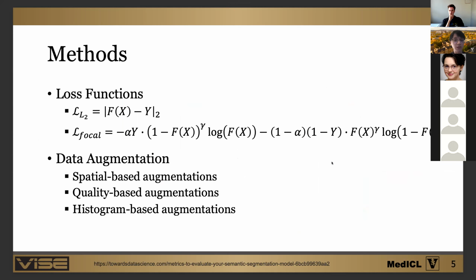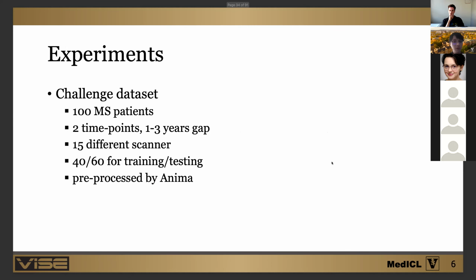Then in this work, we use L2 loss and focal loss, which are shown to perform very well in our previous work. To get more robust MS lesion segmentation results, we use many different data augmentations, and they can be divided into 3 categories: spatial-based augmentation, quality-based augmentation, and histogram-based augmentations. And the details can be found in our short paper. For the experiments, the dataset contains 100 MS patients. 40 of them can be used for training. We split them into 5 folds for cross-validation, and we use AnimaScript for pre-processing.